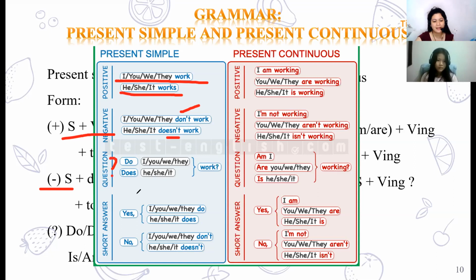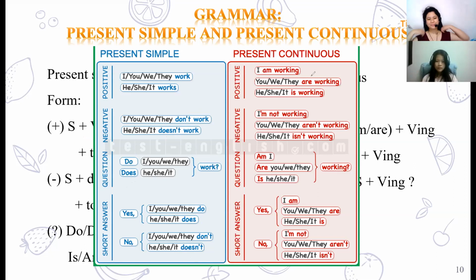That's the question. For a short answer, if you're going to answer the question, you can say, yes, they do. Yes, I do. Yes, we do. For no, no, I don't. She doesn't. Now, for the continuous, look at the difference. I work, that's the present simple. If you make it a present continuous, it's I am working. It means I am currently working and it will end later. Did you get the difference of the two examples? Yes. I work is the present simple, and the present continuous becomes I am working.